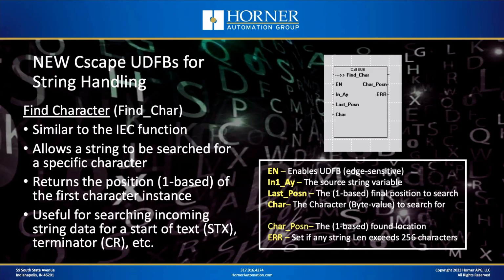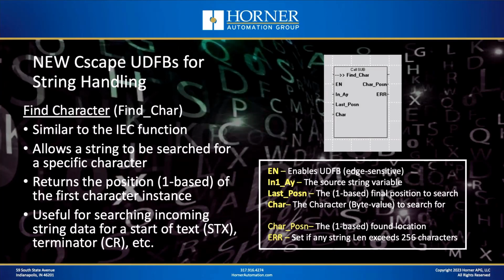And then on the output side, it's going to tell you the position that character was found, the first instance of that character. And again, it's 1-based. So if the 5th character was the one you're looking for, the character position output will report a 5. So that's a 1-based result. And again, there's also an error code as well.